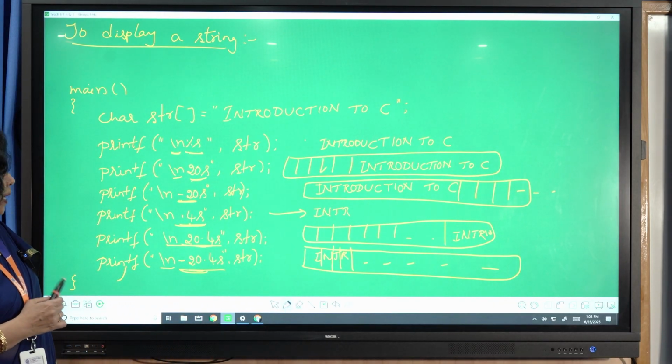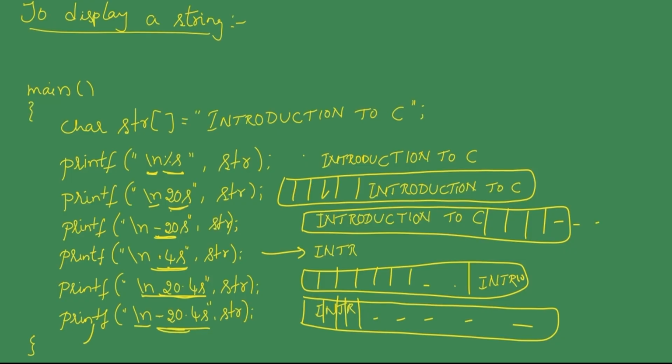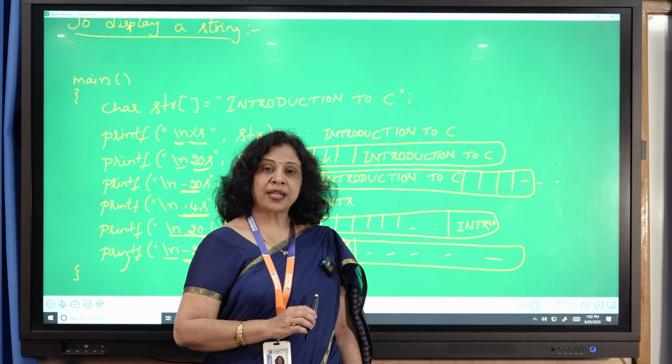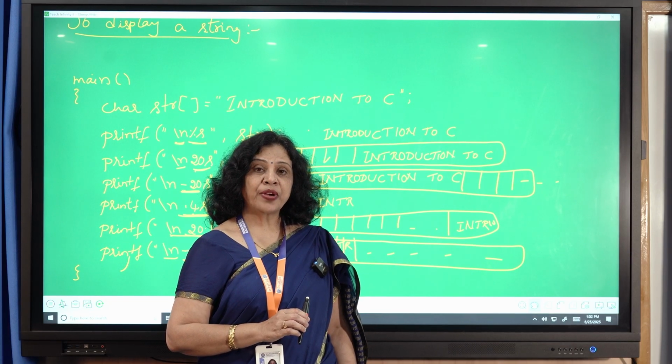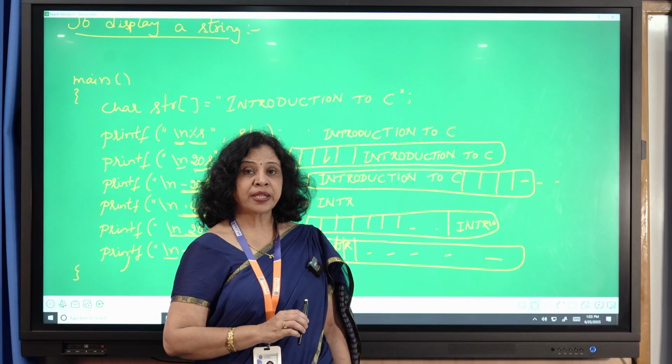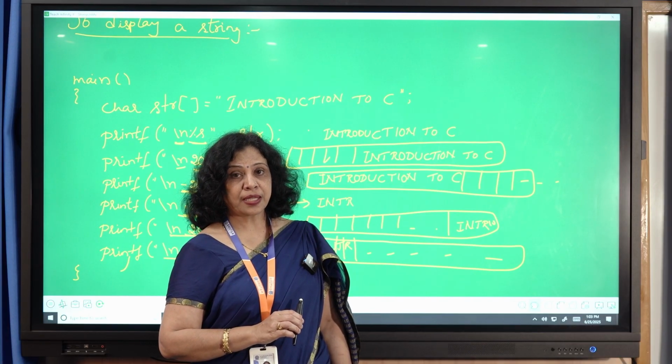So by default the string is right justified. This is the basics of strings. Next, let's see how to write a program to find the length of a string, how to concatenate strings, how to compare strings, and things like that.